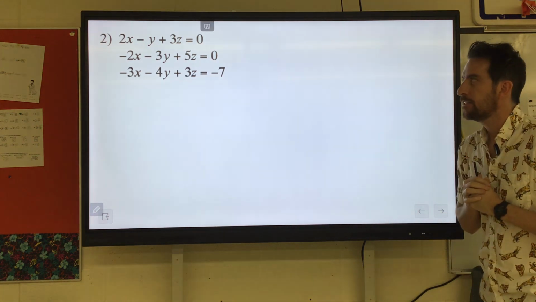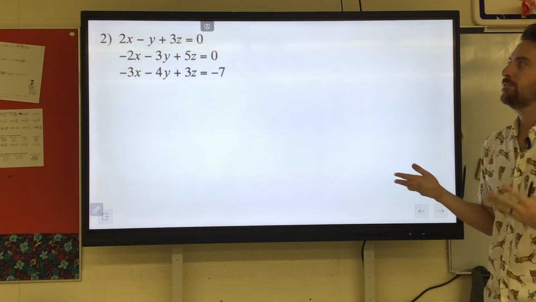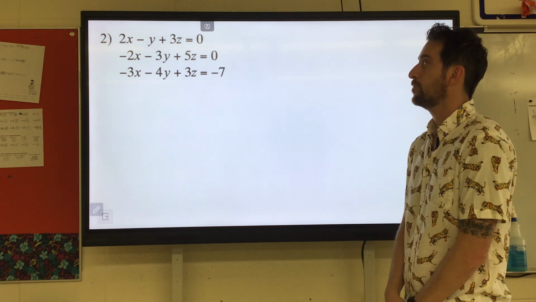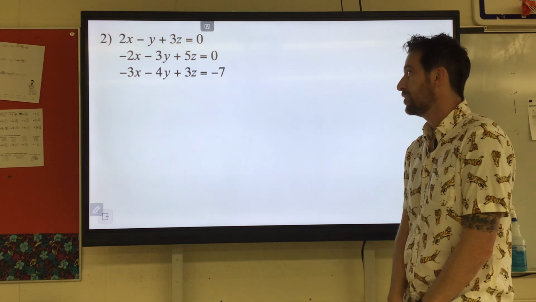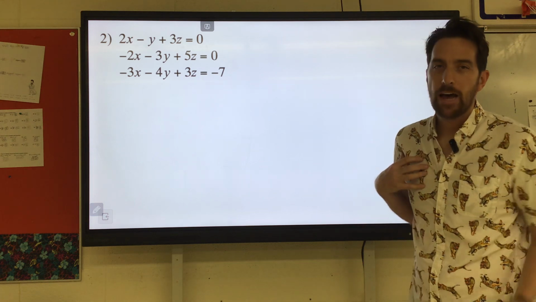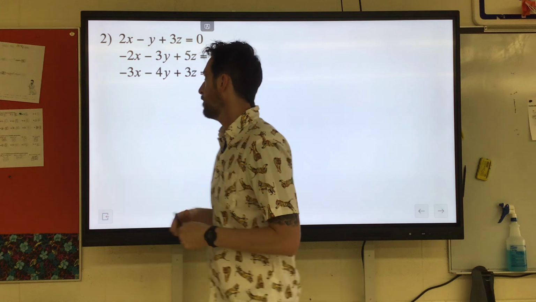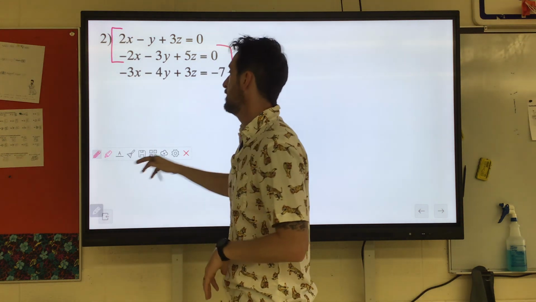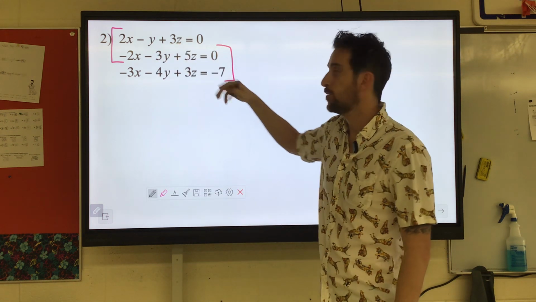Do you see anything that if we paired them up would be easier than the others to get eliminated? I don't know. If you look at the first two, the x's are already matched up, so we can cancel those out. The y's would be pretty easy. Z's would be a little tougher. Z's we'd have to multiply every equation. So I'm going to get rid of the x's first. So we'll pair up the first two. We'll pair up the last two. Now the first two, we don't need to multiply at all. The x's will already cancel out.